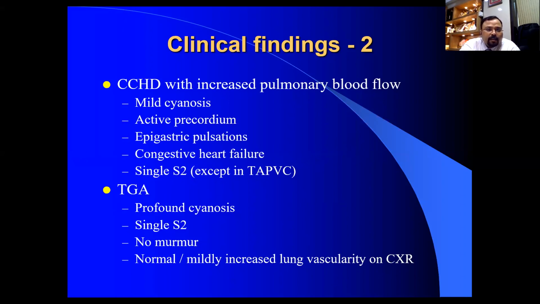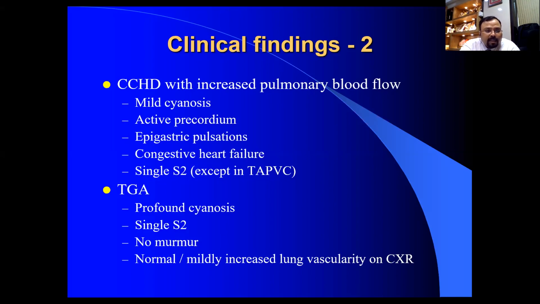In TGA, you will see profound cyanosis. Saturation can be below 70. Sometimes you will have to start prostaglandin to increase the saturation of that baby. And there will be a single second heart sound, which is because of the anteriorly placed aorta. So you will listen only to A2, no P2 will be heard.